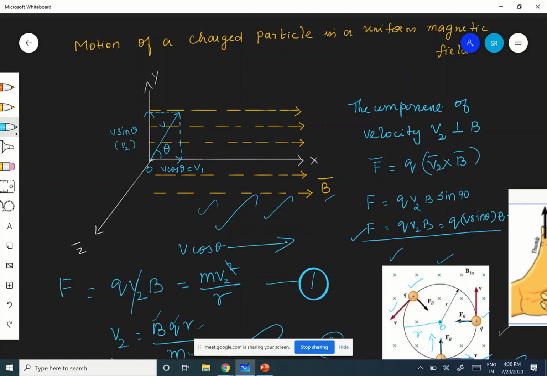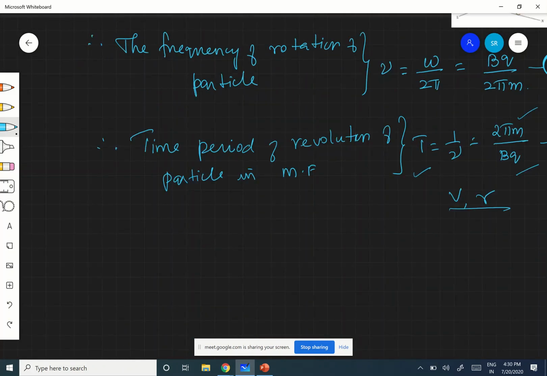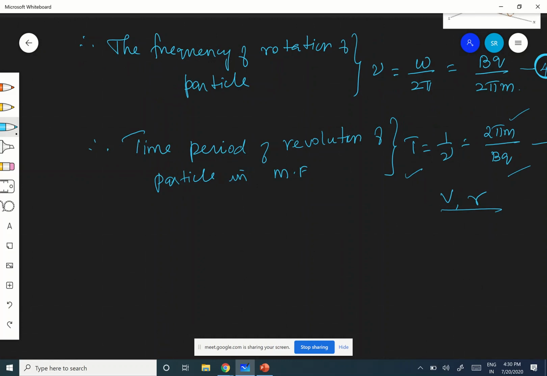Therefore, whenever the charged particle is moving in the direction of the magnetic field, what is the force experienced? Any idea? What is the force experienced by the charged particle moving parallel to the field, in the direction of the field? F is equal to Q V B sin theta. Therefore F is equal to Q V B sin 0, which is 0. It will not experience any force.